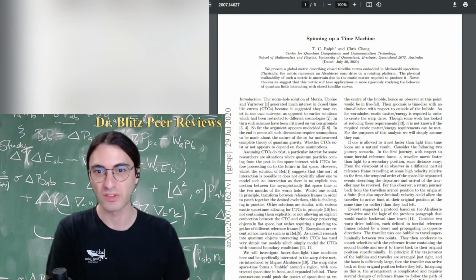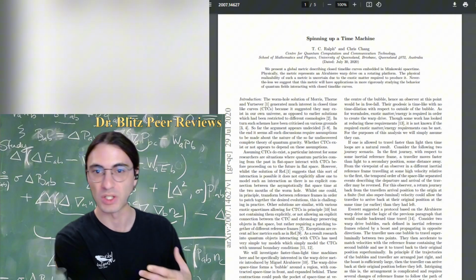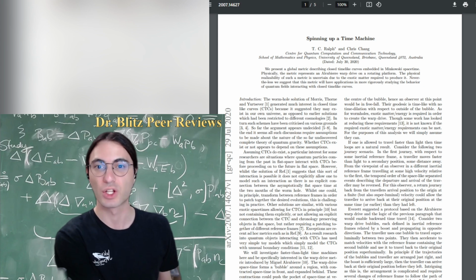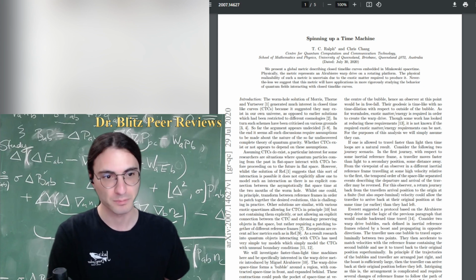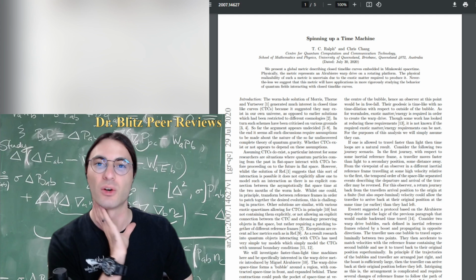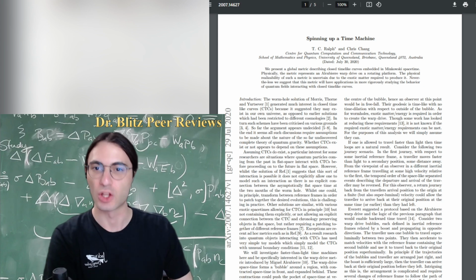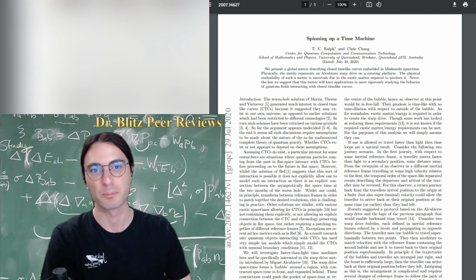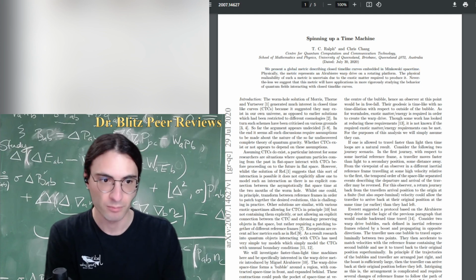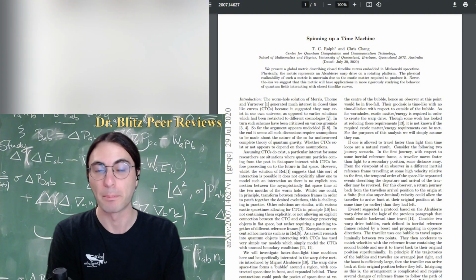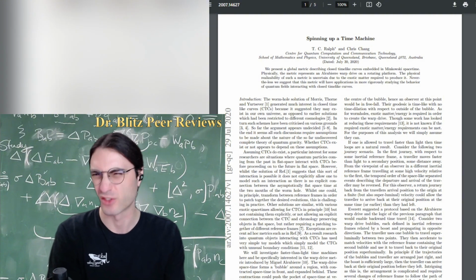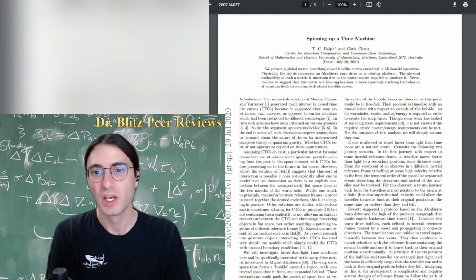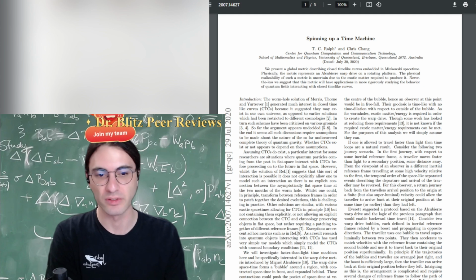So this one is going to be presumably using an Alcubierre warp drive to build closed time-like curves. Right, so let's start with the abstract. We present a global metric describing closed time-like curves embedded in Minkowski spacetime. So, just as a reference here, a metric is a way of measuring the curvature of spacetime, kind of the shape of spacetime, and a closed time-like curve is kind of as it sounds.